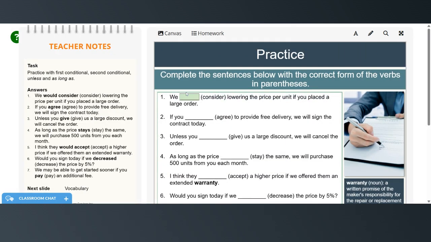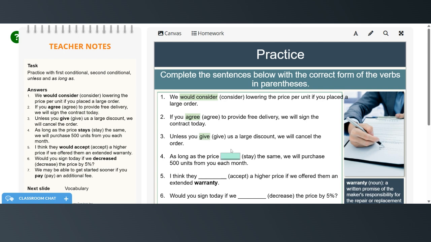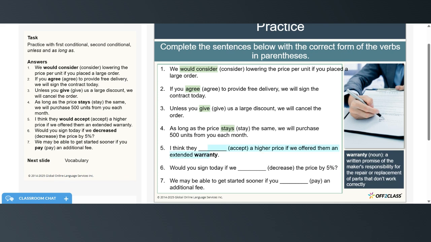So number one, we would consider a lower price per unit if you placed a large order. If you agree to provide free delivery, we will sign the contract today. Unless you give us a large discount, we will cancel the order. As long as the price stays the same, we will purchase 500 units from you each month.